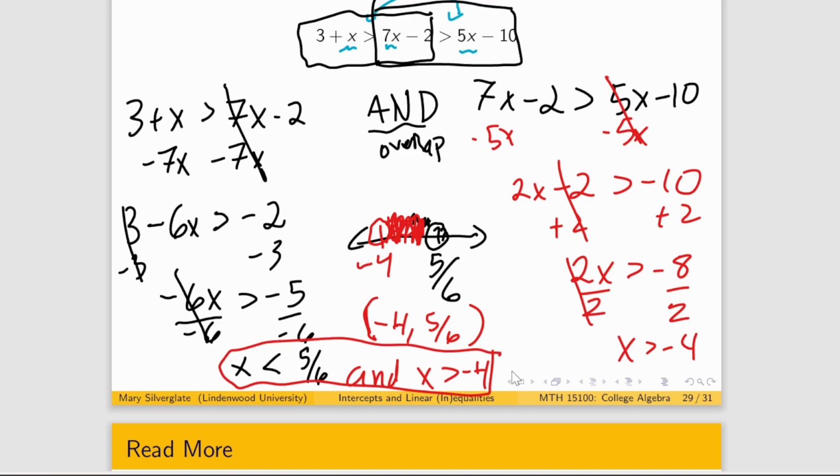Or if I'm going to combine this into a three-sided inequality, then I need to flip the lower half around to make -4 is less than x, equivalent to x is greater than -4, which is less than 5/6. Both of those would be correct and statements.